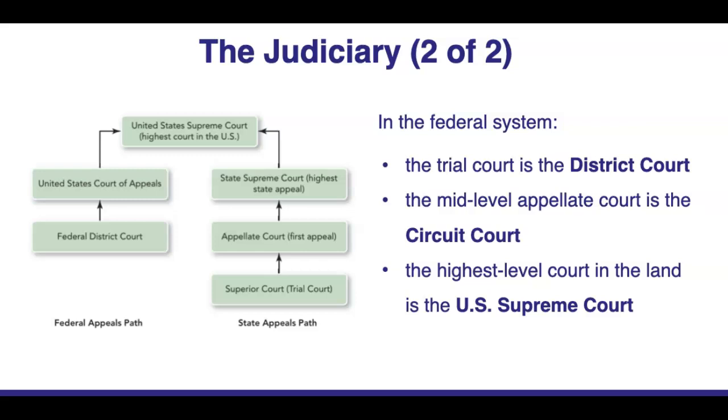This is a great graph. So how it works from the state side, you have your Superior Court, your trial court, your appellate court, and then your state Supreme Court. That's the state appeals path. But your federal side is just Federal District Court, United States Court of Appeals, and they all transition up to the U.S. Supreme Court, right?